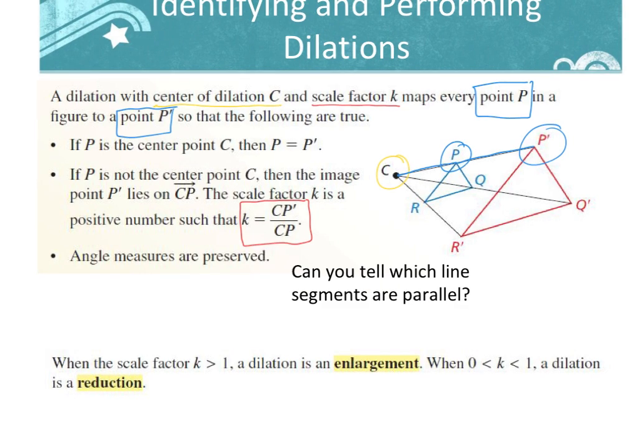All right, now one other thing to note, when we perform a dilation, we can tell which line segments are parallel. So PQ is parallel to P prime Q prime. We also can see that RQ is parallel to R prime Q prime. And the last one, PR, is going to be parallel to P prime R prime.